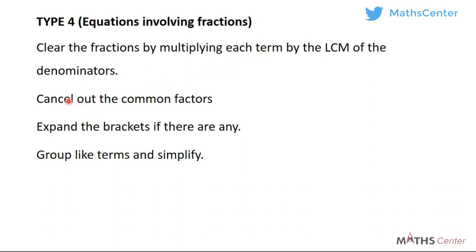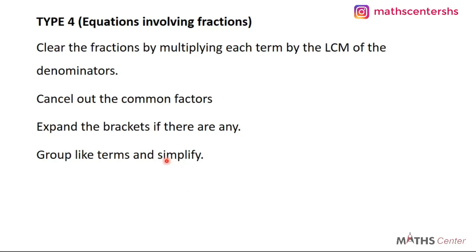Now after you've done that, you cancel out the common factors. When you cancel out the common factors, you clear all the fractions. After that, expand the brackets if there are any. Sometimes the question already has a bracket. Sometimes too, you have to introduce the bracket as a result of some multiplication that you do. You will learn what all this means in the examples that you take. So whatever it is, when you have brackets, after you've cancelled out the common factors, you expand the brackets. After you've expanded the brackets, you group like terms and you simplify.